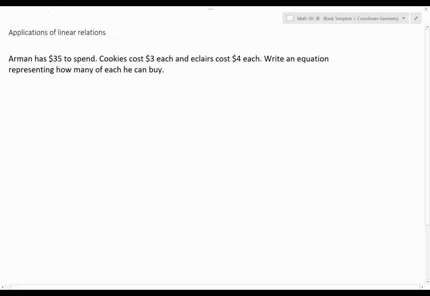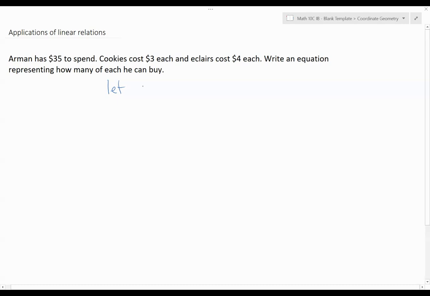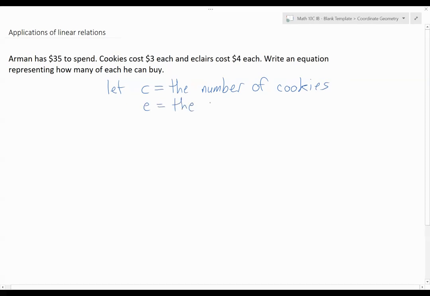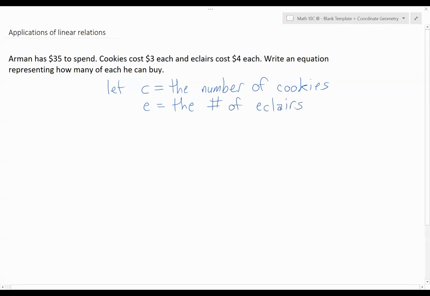Now I can use X and Y, but I'm going to use letters that sort of represent each thing. But I do need to define them, even if it seems sort of obvious. So let C equal, and now C doesn't equal cookies. I want to be very precise here. C equals the number of cookies that he buys. And then I'm going to use E to represent the number of eclairs. So now I've defined my variables where they represent the number of cookies that he's buying, the number of eclairs that he's buying.